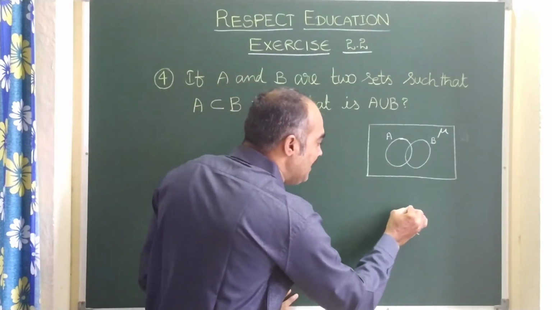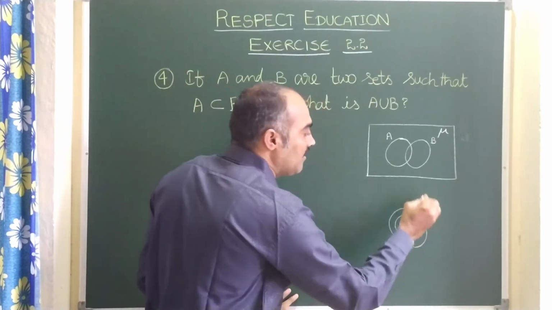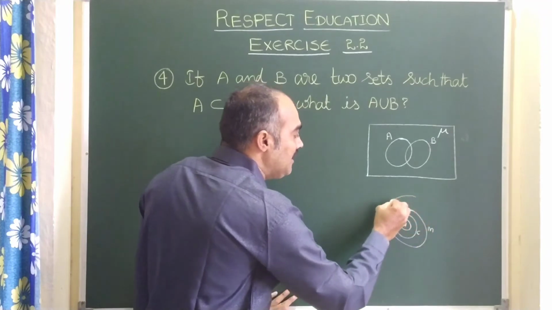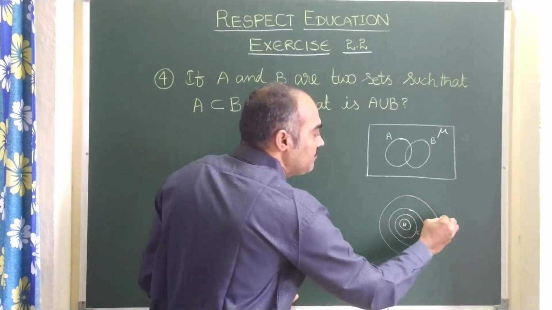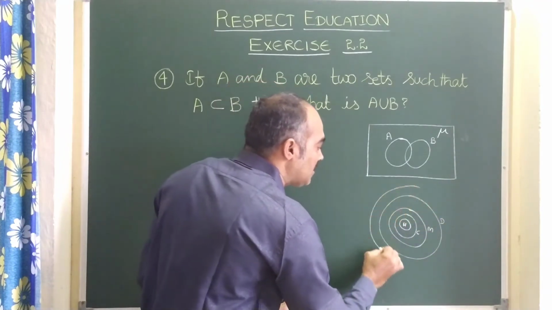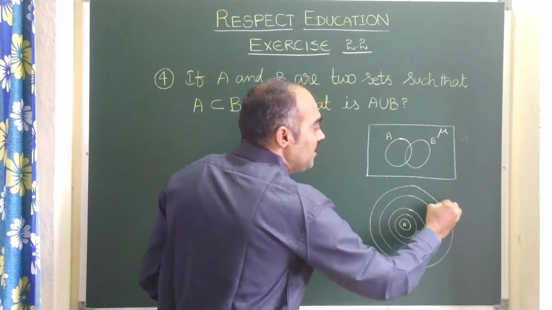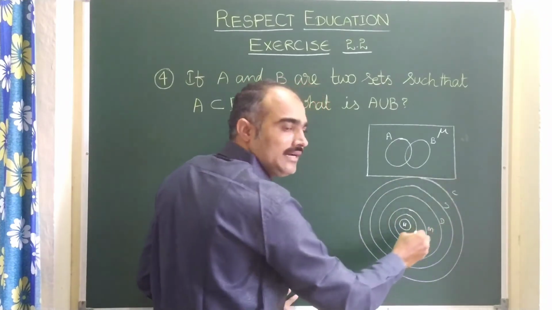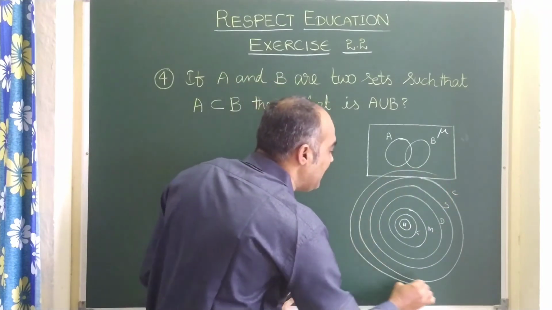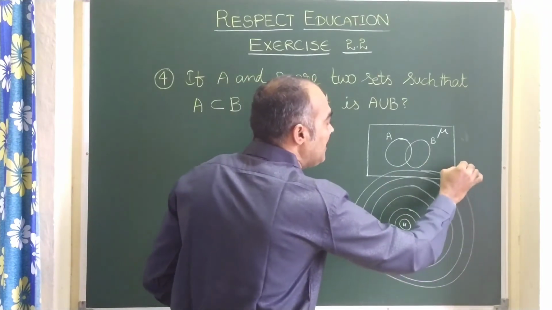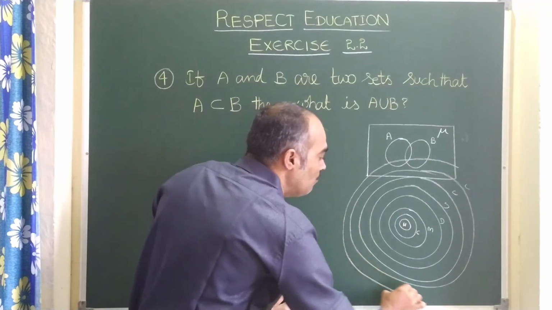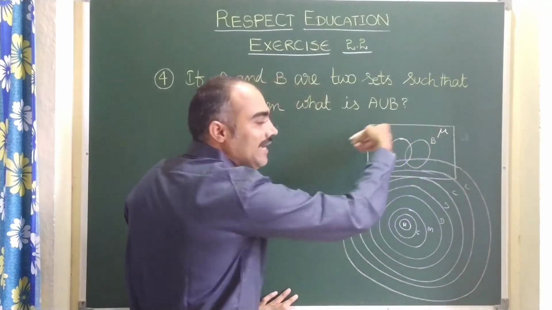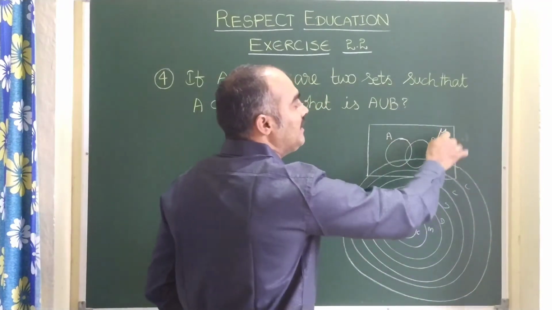Your colony is a subset of mandal. Your mandal is a subset of district. Your district is a subset of your state. Your state is again a subset of country. This country is again a subset of continent. This continent is again a subset of world. This world is again a subset of universe. That is your universal set.